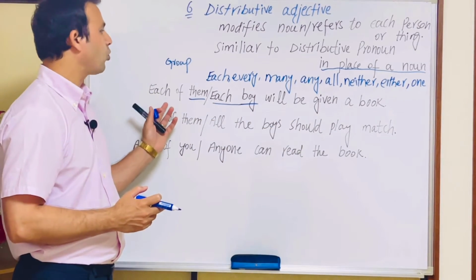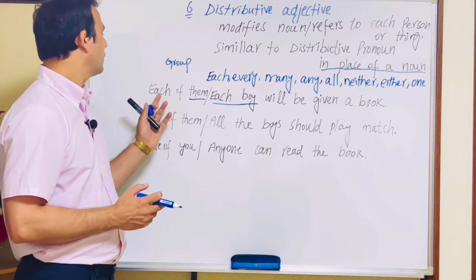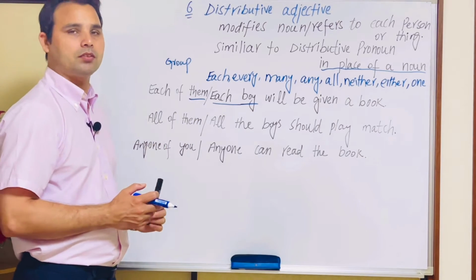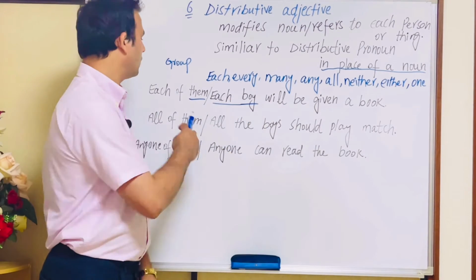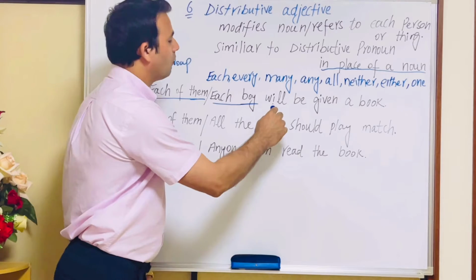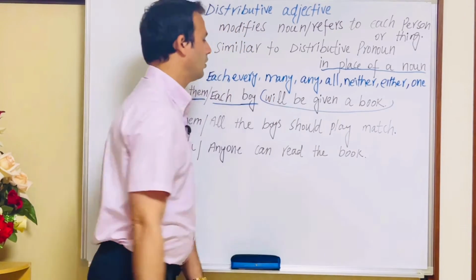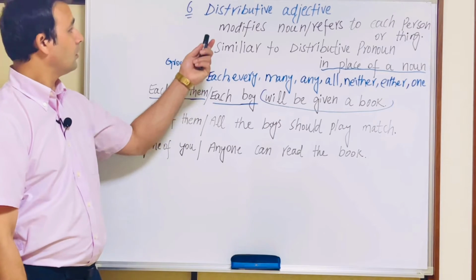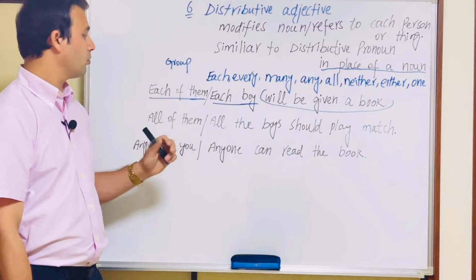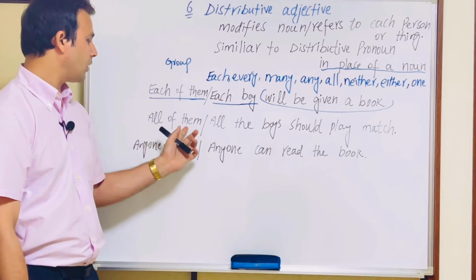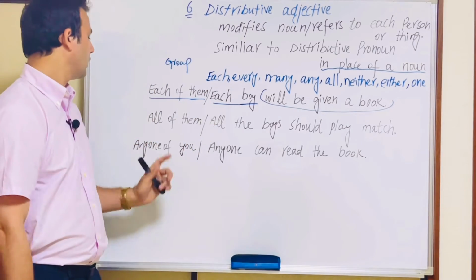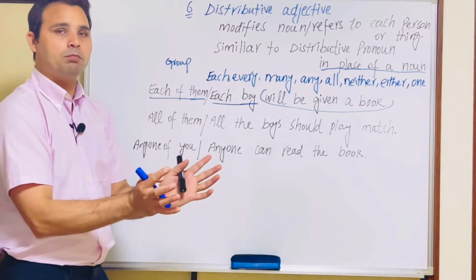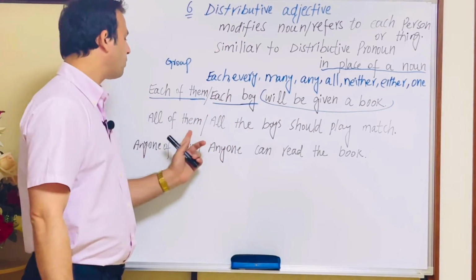Or when you talk about a distributive pronoun, it will be an example like each of them will be given a book. A second example of a distributive pronoun can be used like all of them. Them is a group. All means individual, an individual out of a big group.